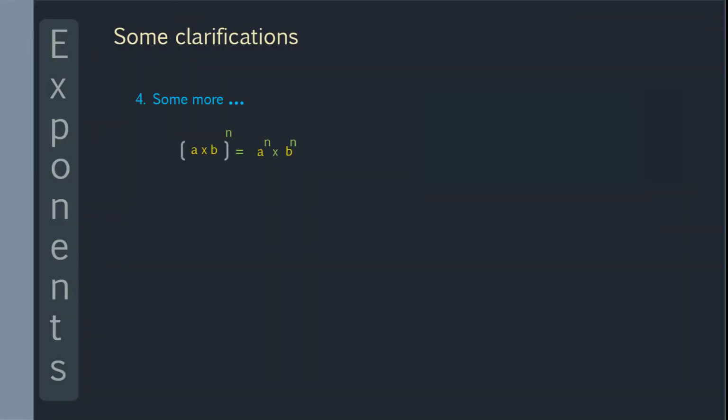Further, keep in mind that a times b all raised to n is same as a raised to n times b raised to n. In the same manner, a divided by b raised to n is equal to a raised to n divided by b raised to n. For example, 3 times 4 whole square is same as 3 square times 4 square, and 2 by 3 whole raised to 4 is equal to 2 raised to 4 by 3 raised to 4.